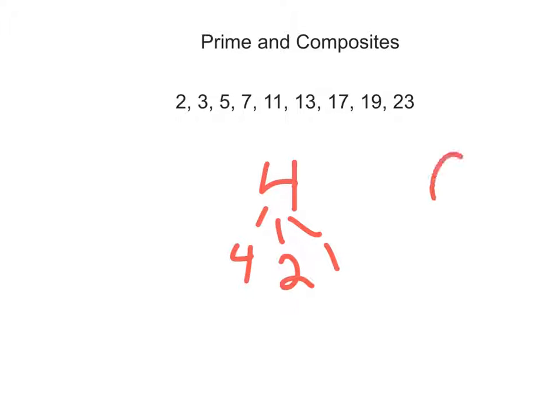Another composite would be 6. 6 has the factors of 6 and 1 still, but it also has 2 and 3. So 4 and 6 are composite numbers, which is different than our prime numbers 2, 3, 5, 7, 11, 13, 17, 19, 23, and so on. Prime numbers go on forever, as do composite numbers. There are infinitely many of both.